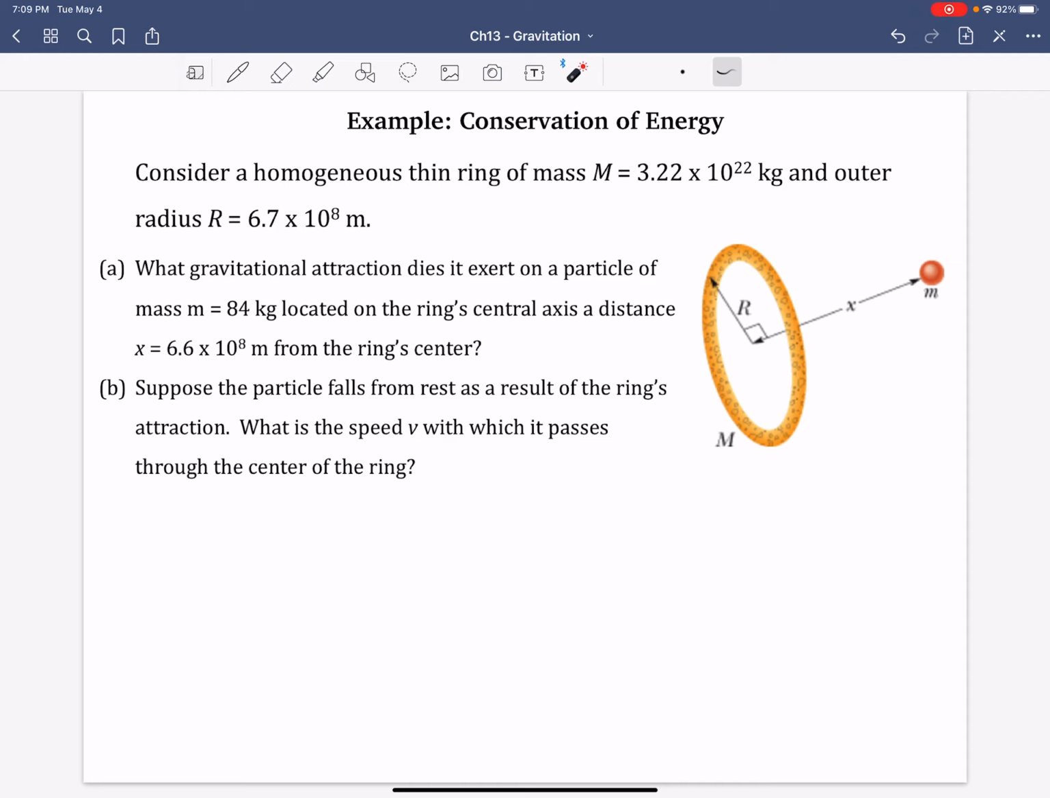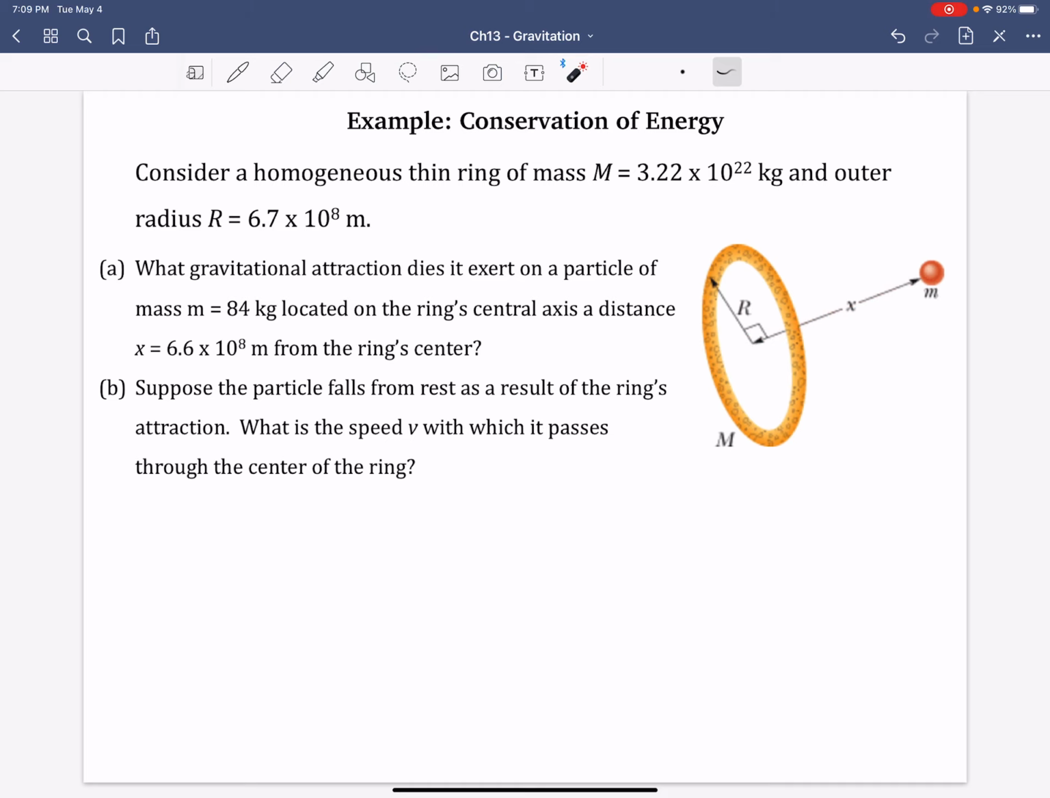So in part A, we want to find the magnitude of the gravitational force on this mass of lowercase m, right? This small mass due to this ring of mass capital M. And by the way, this ring is of radius capital R, and the central point is a distance x away from the lowercase mass, right? And that mass is directly above the central axis, right?